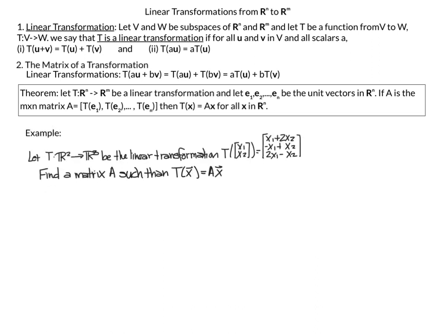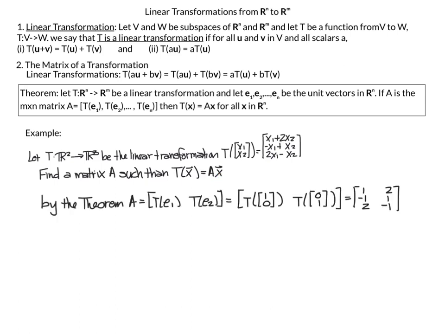An example of this, let's say we have a transform from R2 to R3, and it's defined here. So we take a vector in R2, x1, x2, and we transform it into the R3 vector x1 plus 2x2, minus x1 plus x2, 2x1 minus x2. We want to find the matrix A such that T of x, this definition here, is equal to A times our vector x. And by this theorem here, A is equal to T of e1, T of e2.